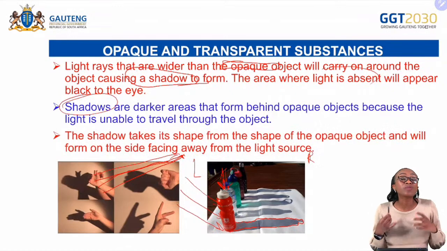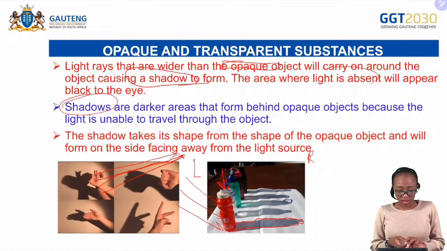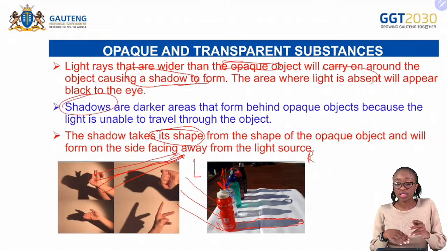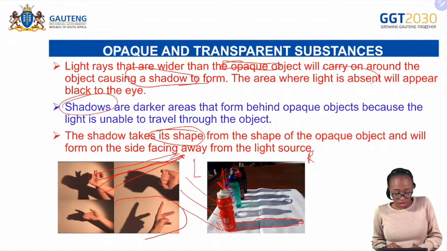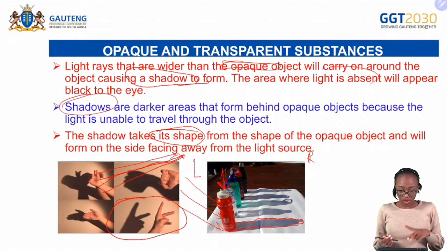One other special thing that you need to know about shadows is that a shadow will take the shape of the opaque object and it will form on the side facing away from the light source. Remember, the light source in this picture is on the left and the shadow is forming on the right. You see it's got the shape of the bottle. If we check the second bottle, third bottle, fourth bottle, and fifth bottle, we are seeing the shape. If we come here and look at this picture in particular, this person is making the sign.